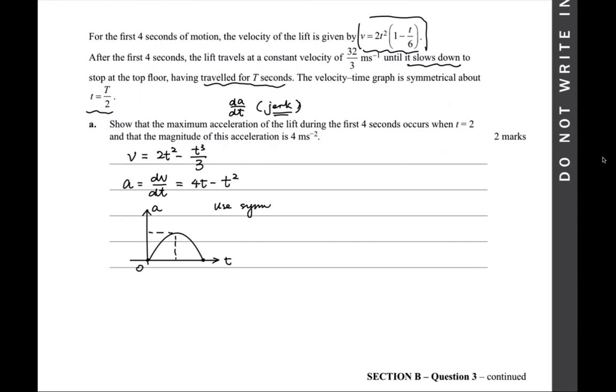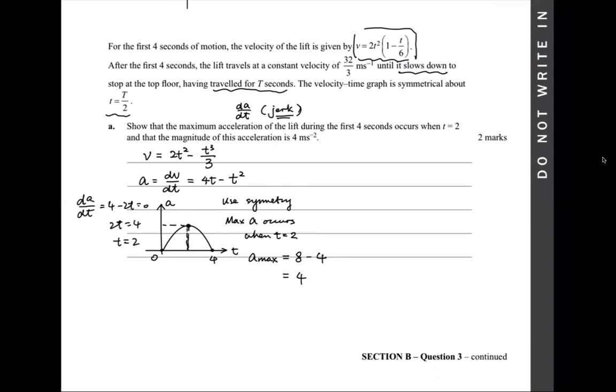Use symmetry. Max A occurs when t equals 2, because this is from 0 to 4, in the middle for a quadratic. And A max equals 8 minus 4, which is 4. You could also say dA/dt equals 4 minus 2t equals 0, so 2t equals 4, t equals 2. Basically the same idea, all right? Yep, that's that. Part A, 2 easy marks.